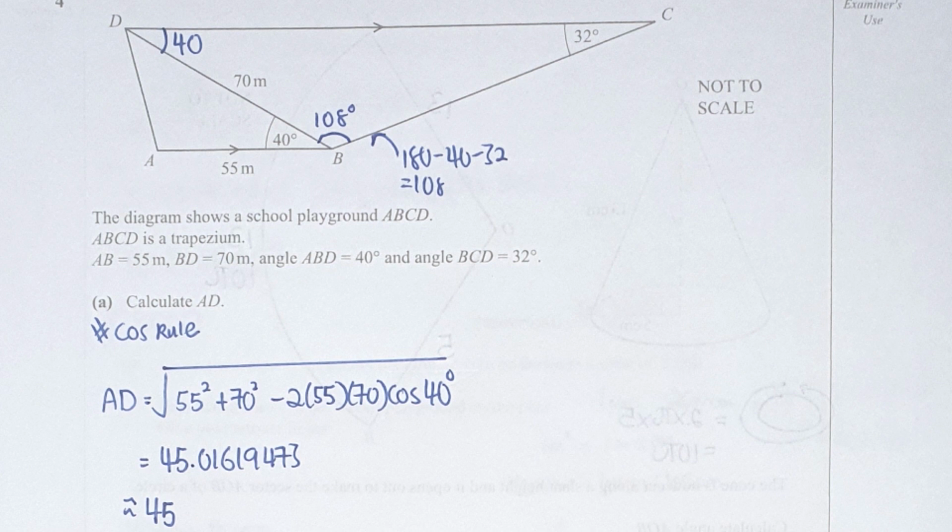Question 6 on the other hand, okay, first thing we'll be using the alternate angle concept, which transfers the value of 40 degrees to BDC. Okay, then the next thing for you to identify DBC is actually 180 minus 40 minus 32 equals 108. For you to calculate AD, okay, we'll be using the cosine rule. Okay, 55 squared plus 70 squared minus 2 times 55 times 70 times cosine 40. Okay, square root the answer, you will get it as 45 meters.